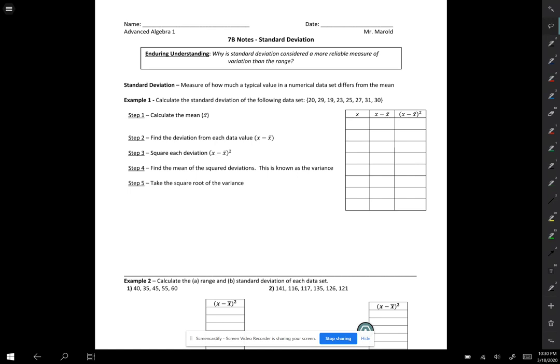For example 1, it says calculate the standard deviation for the following sets of numbers. The very first thing we're going to do is fill out this chart on the right. We're going to take this set of values and copy them to our first column where it just says X. I'm literally just going to write down the numbers in the first column.